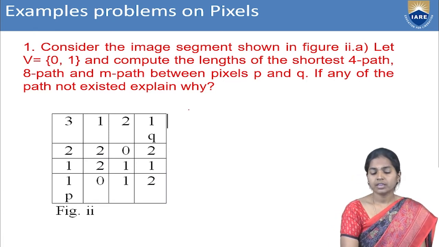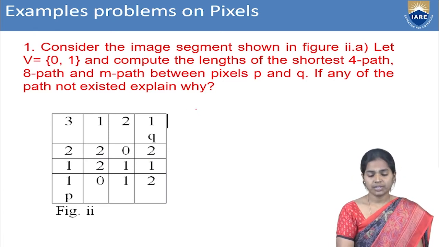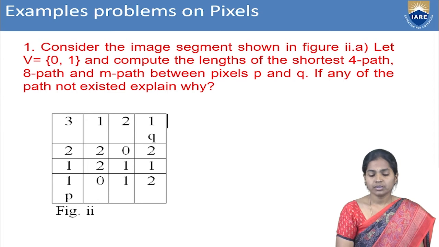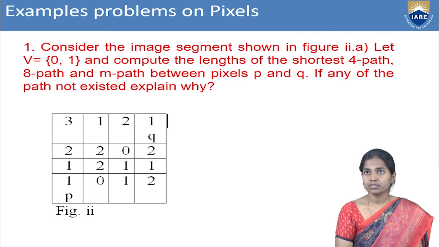And here, consider the image, one example. Consider the image segment shown in the figure. Let V equal {0, 1} and compute the lengths of the shortest 4-path, 8-path and m-path between pixels p and q. If any one of the paths does not exist, explain why.